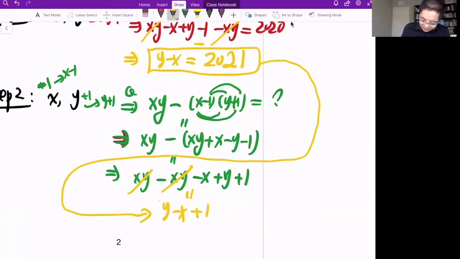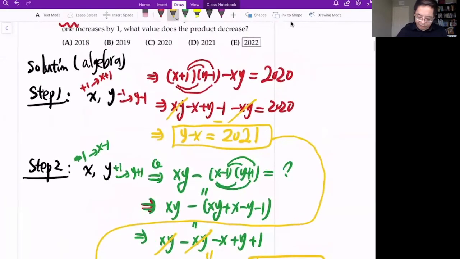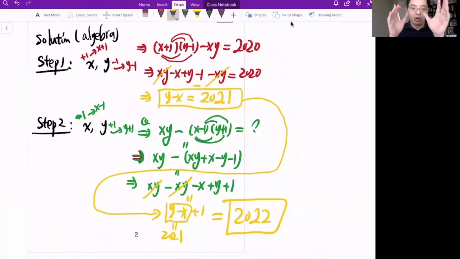So we get this guy equals 2021, and you add one more 1, so this equals 2022, right? Okay, so after the second operation, the product is decreased by 2022.